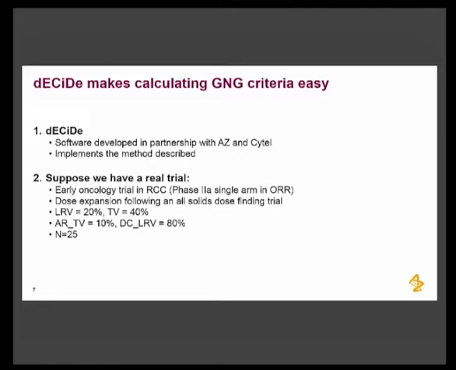So you accepted those targets. The ARTV and DCLRV are set at 10 and 80. Those are something that are set, at least in our company, organizationally. The sample size that we expect to use is an N of 25.